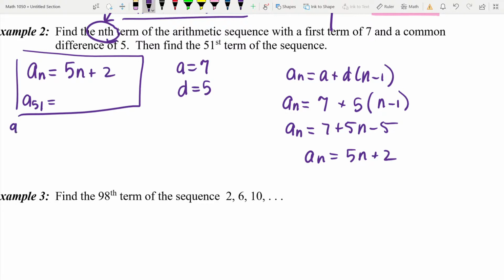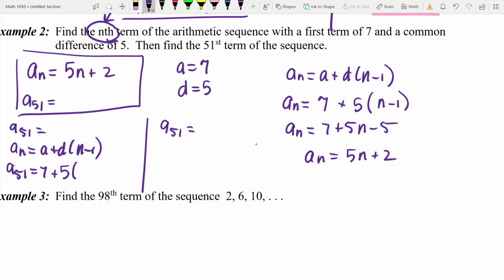Okay, now I want you to go a sub 51, draw a line, a sub 51. I'm going to do it two different ways. The way that I want you to do it is this. Write down a sub n equals a plus d times n minus 1. So a sub 51 would be the first term, which is a 7, plus the common difference, which is a 5. 51 minus 1 is 50. So 50 times 5 is 250, plus 7 is 257, and I'm done. Okay? What's another way I could do it? Somebody tell me.